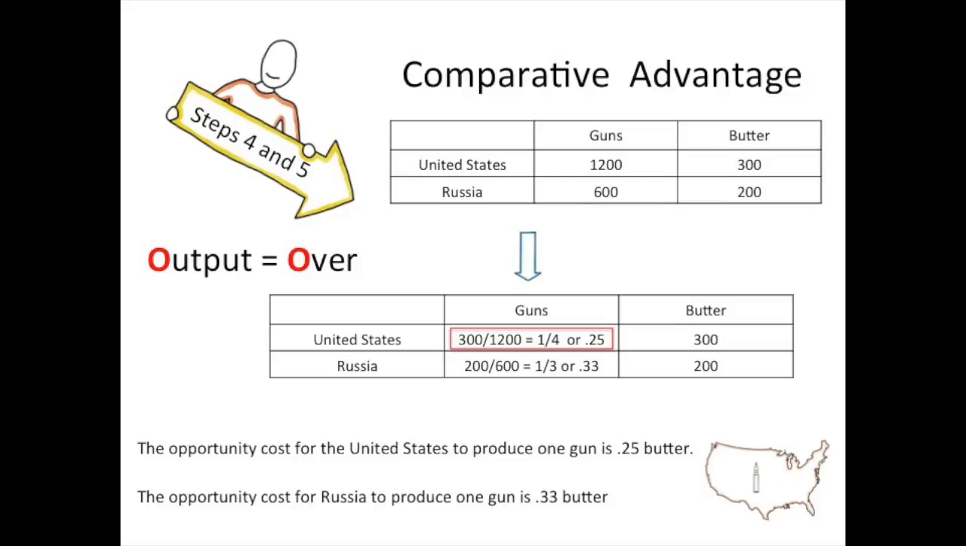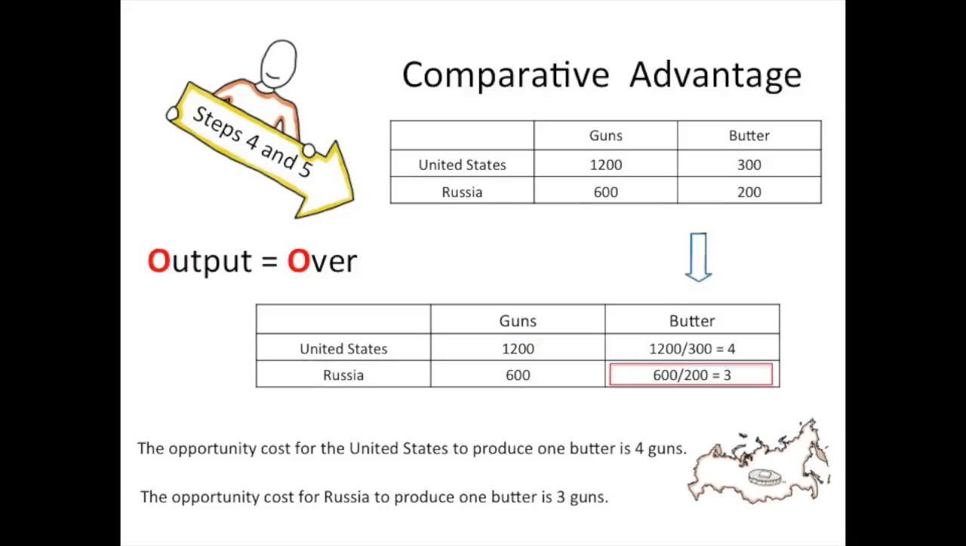Because America has a lower opportunity cost, they only have to give up 0.25 units of butter, whereas Russia has to give up 0.33 units of butter. America has the comparative advantage and should produce guns. Let's now calculate the opportunity cost to produce butter.